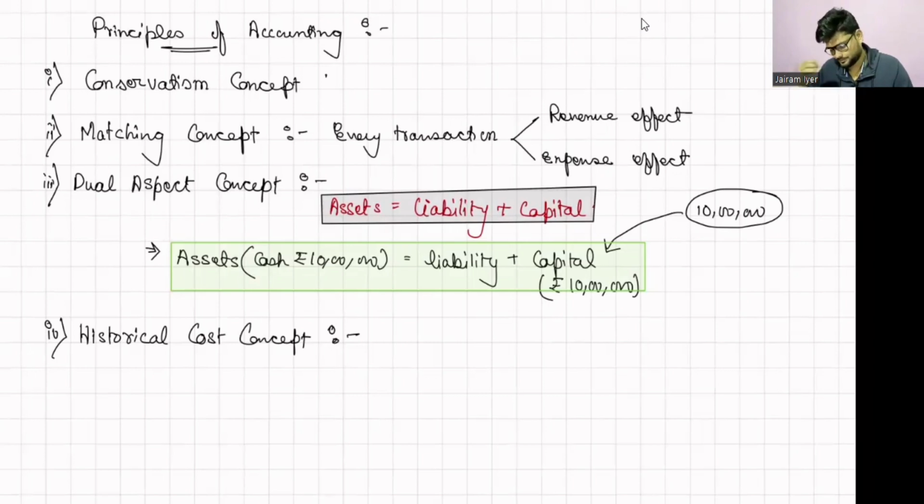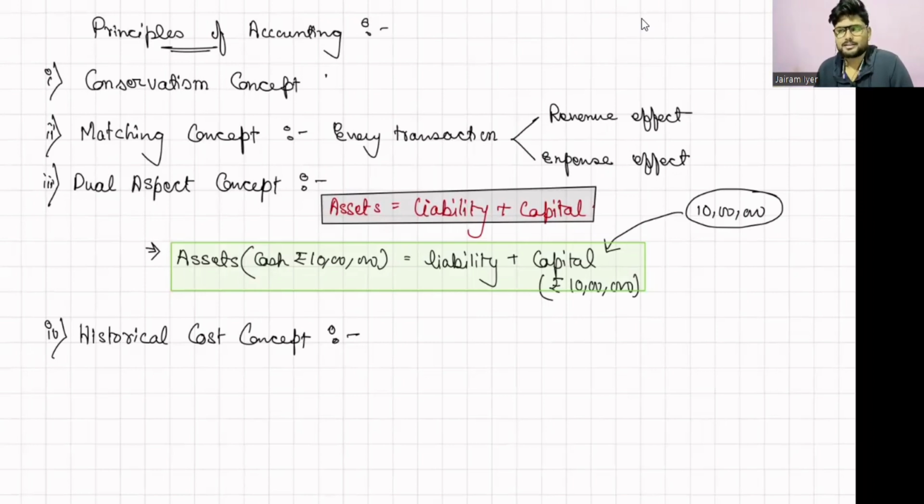So this is what the historical cost concept says: recognize your asset at your historical cost, no matter what market value it has today. At what expense or cost you bought it into your business is what the cost will be for you until that asset is completely written off. But this historical cost concept has a disadvantage.